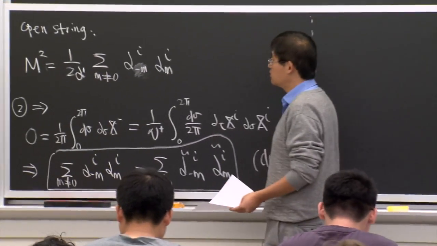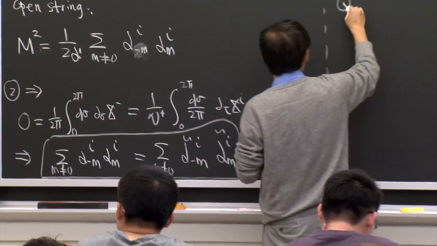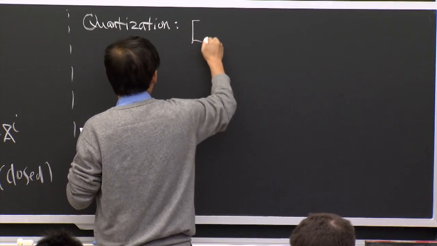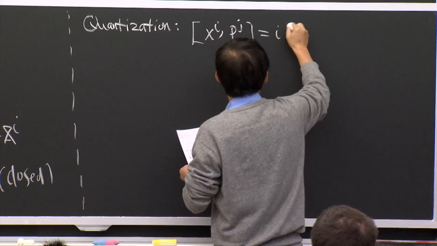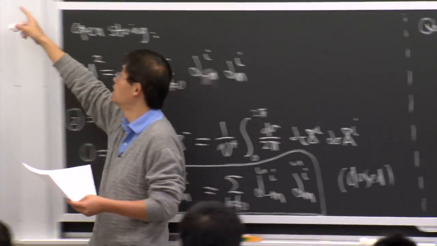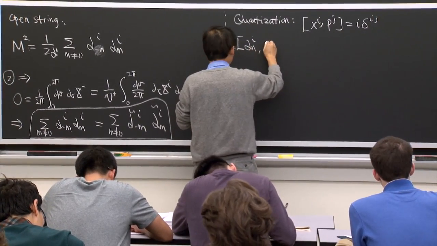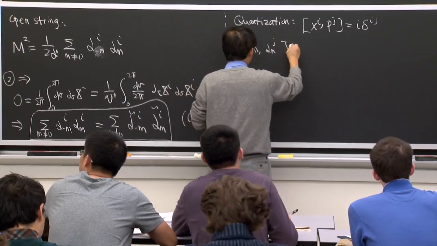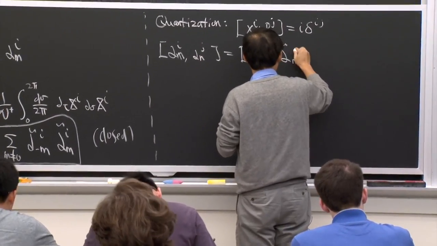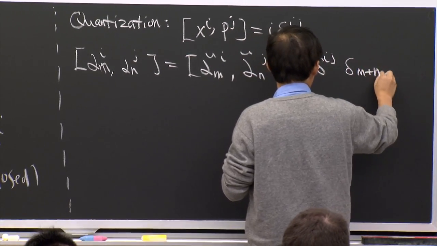Okay, so this is the review of the classical story. So now let's do the quantum story. Again, this is just a quick review of what we did last time. Quantum mechanically, all those become operators, and alpha also become operators.